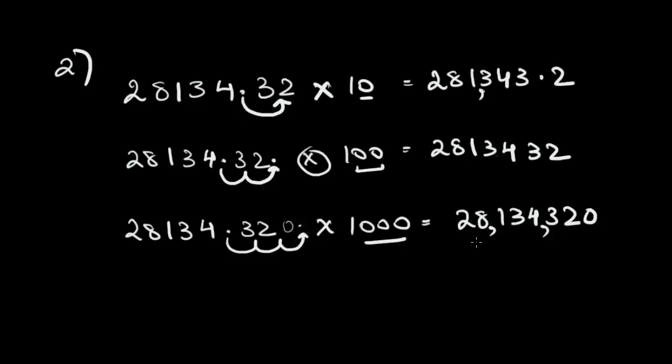The answer that we get is 28,134,320. And this is how we multiply numbers with decimals, with tens, hundreds, thousands, and so on. No matter how many zeros are there, zeros are only going to tell us how many places right we are moving the decimal if we are multiplying.